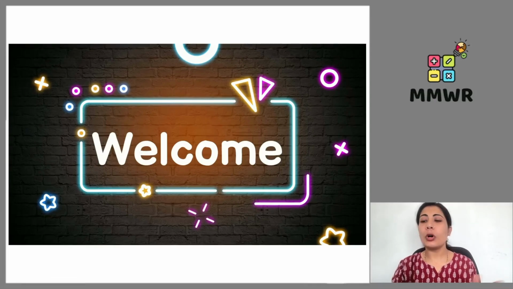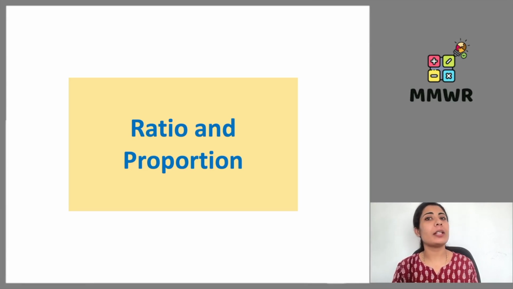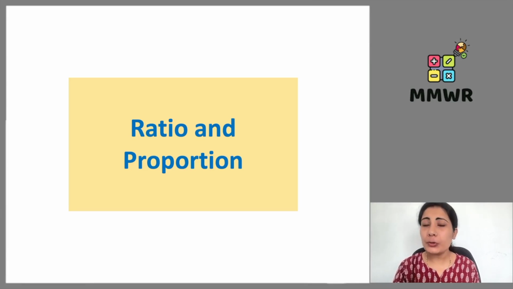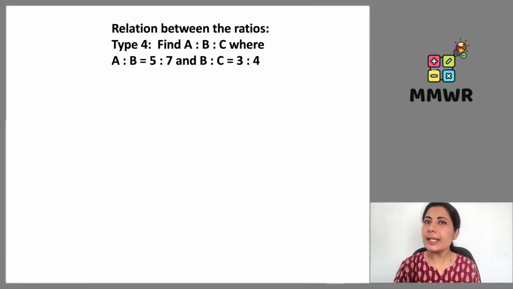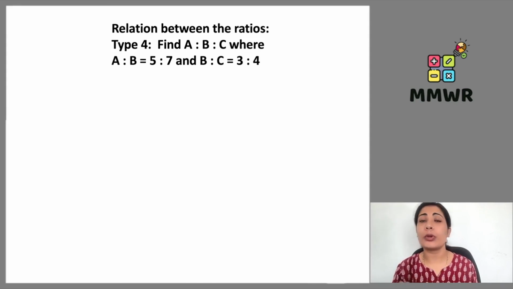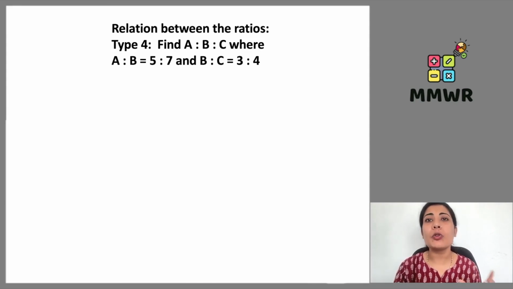Students, I welcome you all to my next session in which we are continuing with the topic ratio and proportion with type 4 problem. So different types of problems we have already seen. In today's session, we are going to learn how we can find out the ratio of multiple terms. It can be 3 terms, 4 terms, 5 terms. But the ratio between two terms will be given to us.